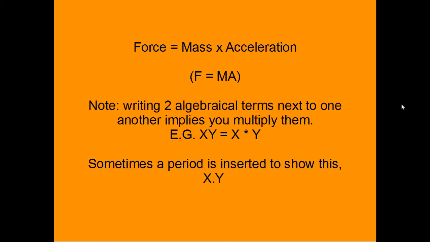So force equals mass times acceleration is usually written as F equals ma. The m and the a beside each other just means you multiply them. Sometimes you put a period in between them just to show this, but I tend not to.